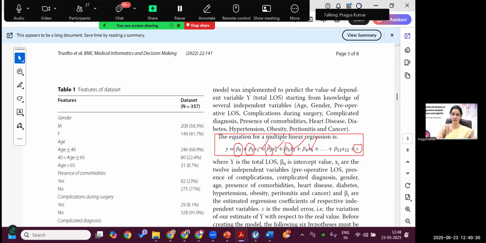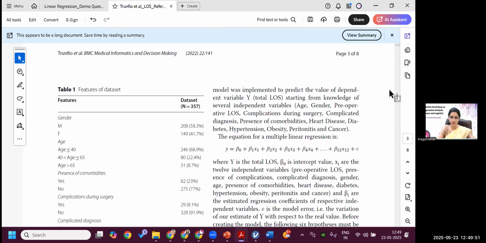Predictors. Agreed. In this case, X1 could be age, X2 could be preoperative length of stay, X3 would be presence of complications, and X4 will be complicated diagnosis. So those are the variables, and they have written it.